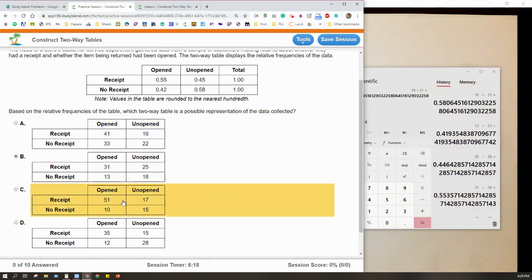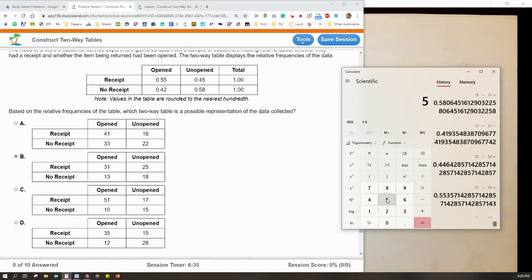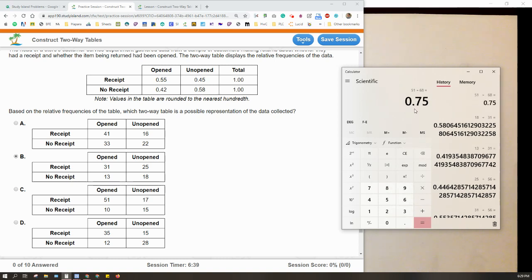How do we know that C and D are not our answers? Well, we could just check our very first number and we'll see if they match up, and we'll just go until we see a mistake. 51 and 17 for the receipt row. That means the total for the receipt row in option C is 68. 51 divided by 68 is 75%. So in option C, 75% of the people that returned it with a receipt had an open package.